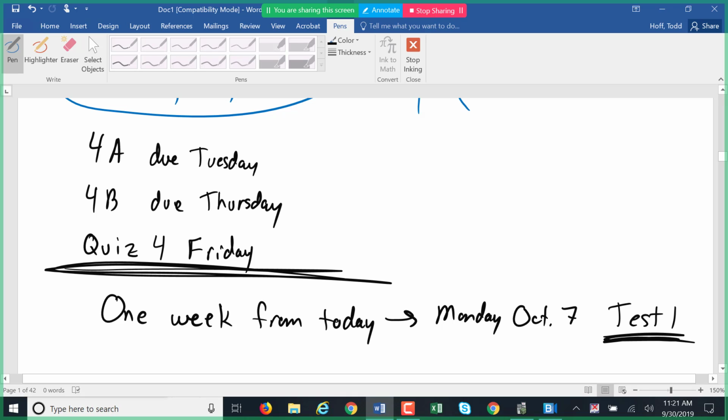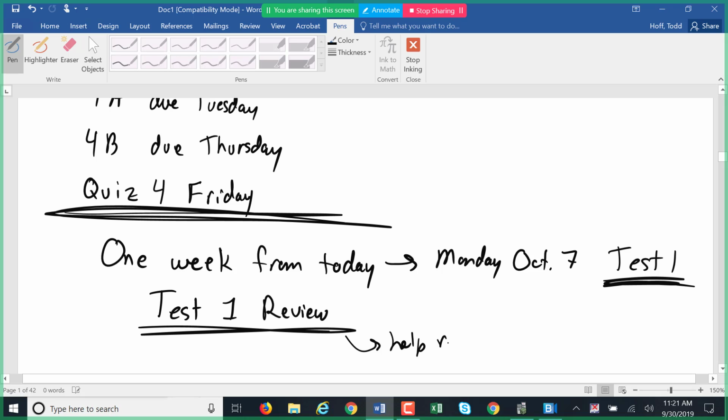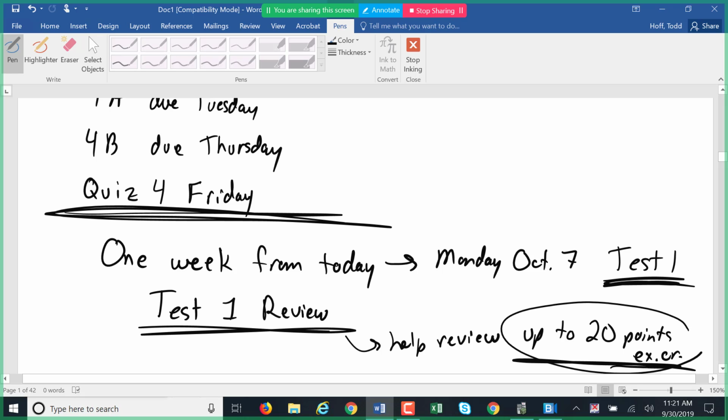So be prepared for that. Also note that in my math lab, there's a test 1 review that will help you review, but it's also up to 20 points extra credit. So if you complete that before next Monday, that's worth up to 20 points extra credit for you.